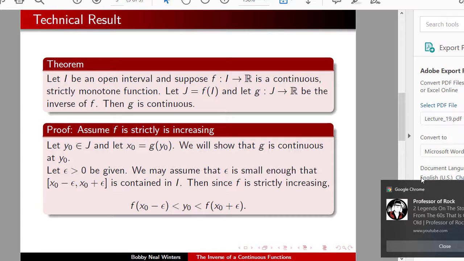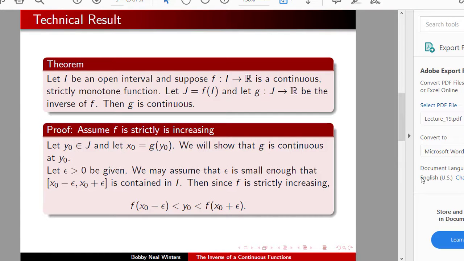Okay, so this result is technical, but it is important. We're going to use it to prove important results, and so we're going to take our time with it. Okay, that's why we have 5 slides and a whole video devoted to just the 5 slides.